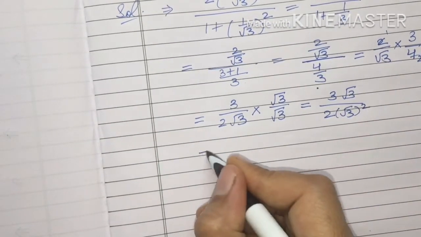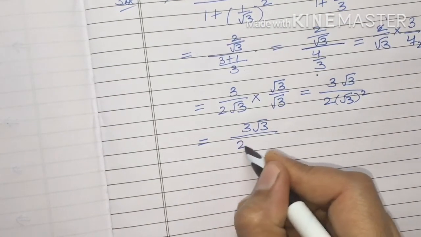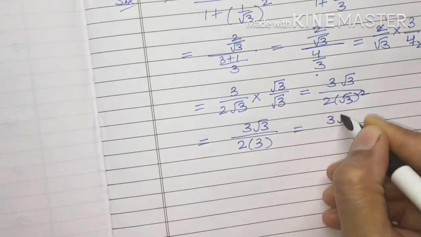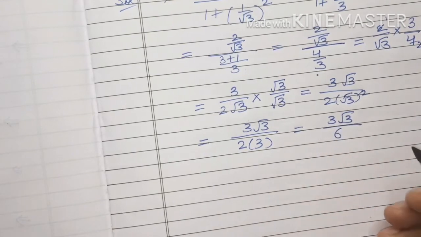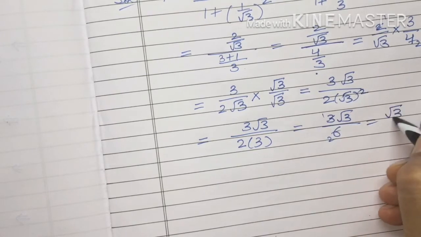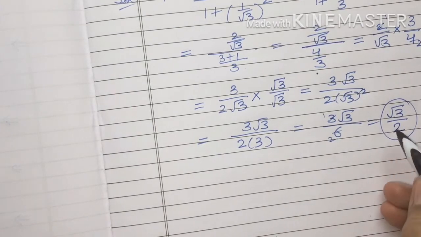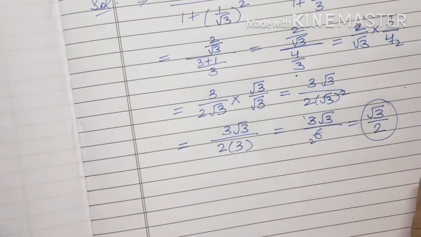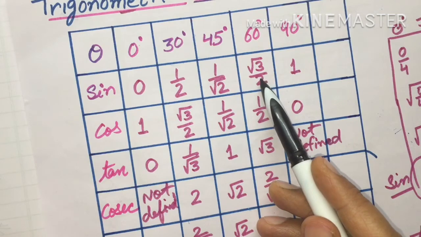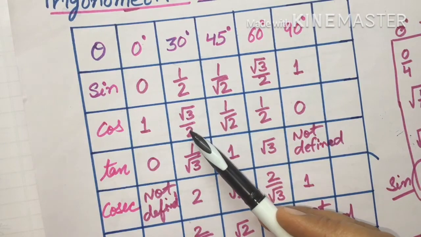So it will be 3 root 3 in the numerator and 2 into 3 in the denominator, as square and root cancel. 3 1s are 3, 3 2s are 6. The final value is root 3 upon 2. According to our table, root 3 upon 2 is sine 60 degree and cos 30 degree. So sine 60 and cos 30 degree.